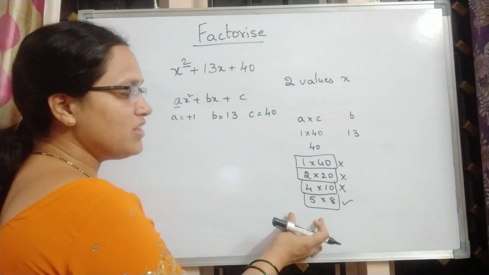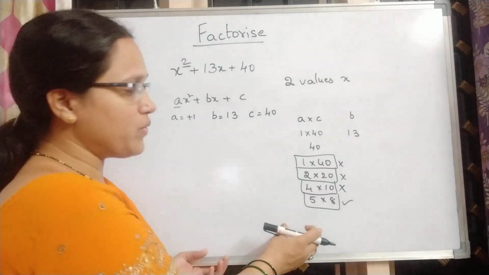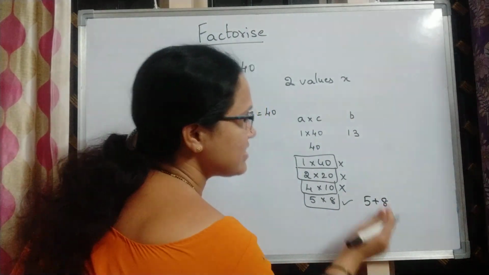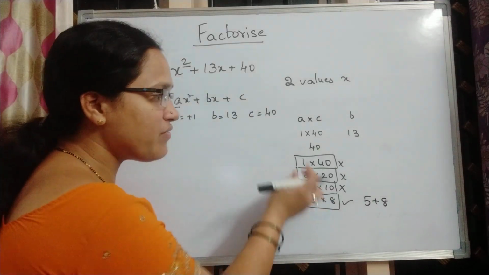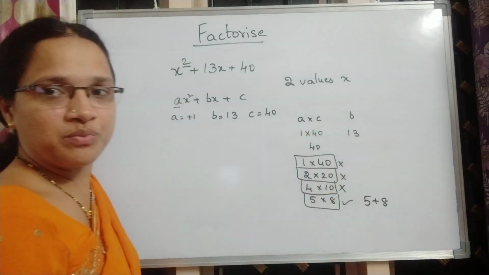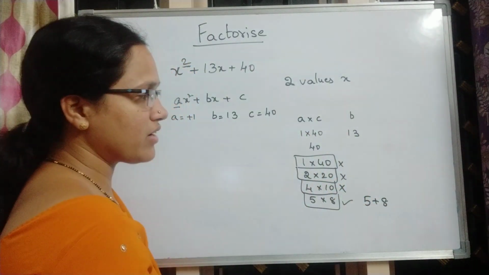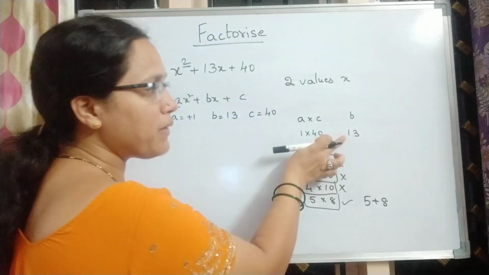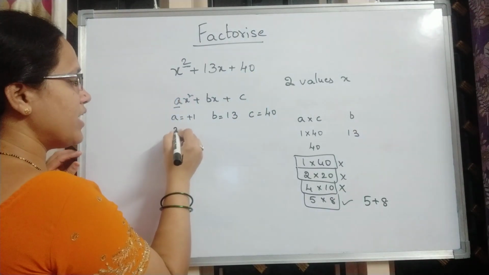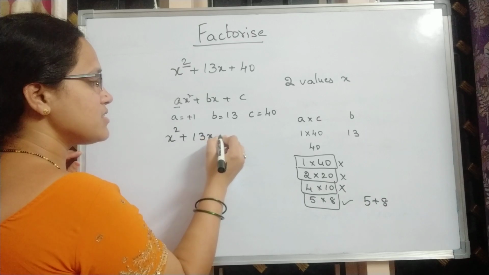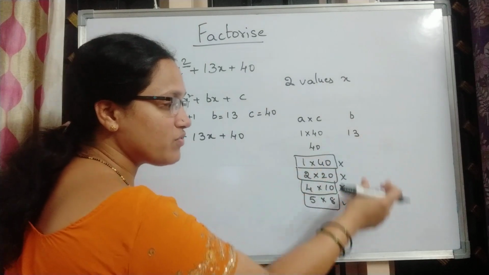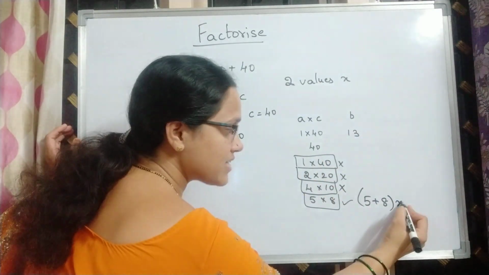Now see, you should write the factors in such a way that 5 into 8 is 40, and at the same time, 5 plus 8 is 13. So when you take the factors of 40, when you multiply them, you get the product, and when you add them, you get the middle value. So that is why this is the appropriate factor. In place of 40, we will not write this; in place of b only, we will write this. Now let us see. Write the equation here once again: x square plus 13x plus 40. Now I told you that you have to write in place of 13 this one, but along with the x.